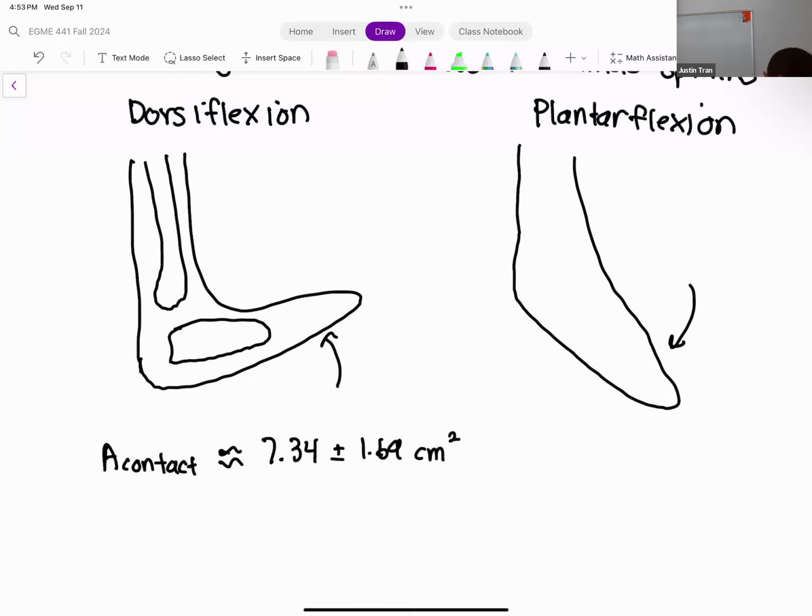Whereas in plantar flexion, the contact area was a lot less. This was about 4.34, with a standard deviation of 1.41 centimeters squared. I don't have much on the nature of the study, so I don't know how many people they measured, but if it's published, then assume that they were able to find statistical significance with this.